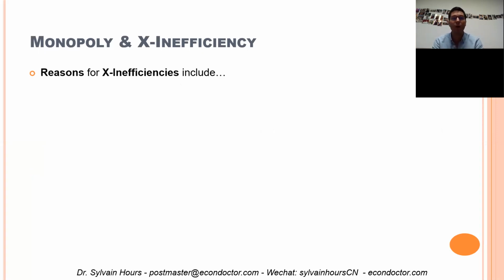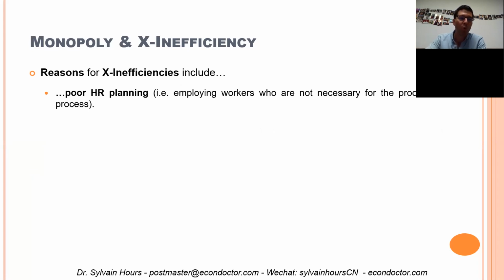Okay, so some potential explanations. I started to give some leads on what can create X-inefficiencies. So this could be poor human resource management, employees, workers who are not necessary for the productive process. So when you hire more than the necessary number of workers, perhaps a task could be completed by 10 workers, but there are currently 12 workers hired by the organization.